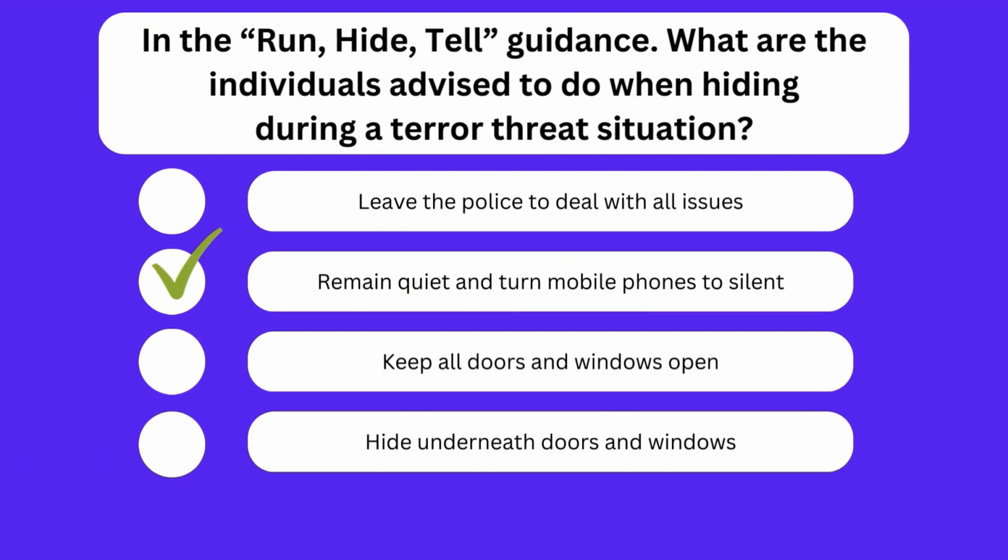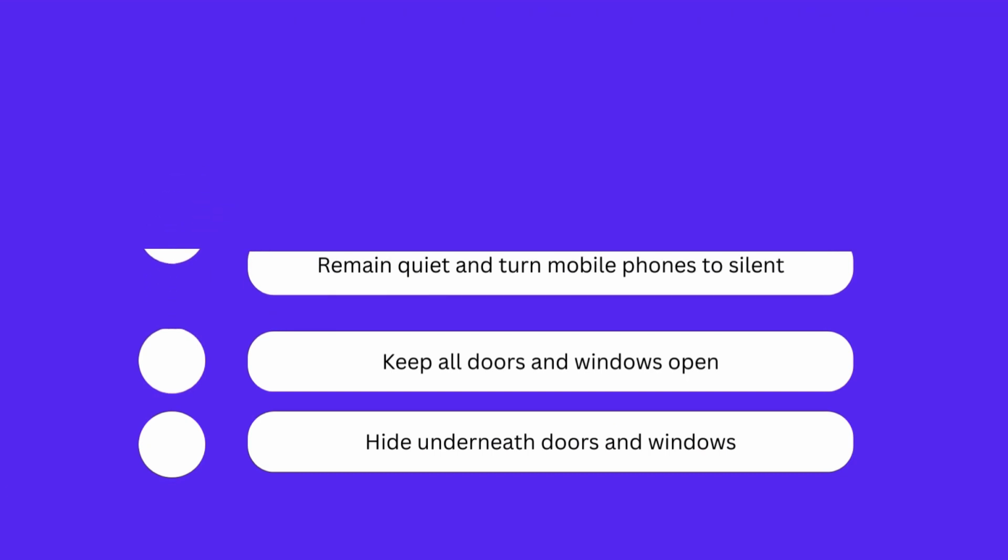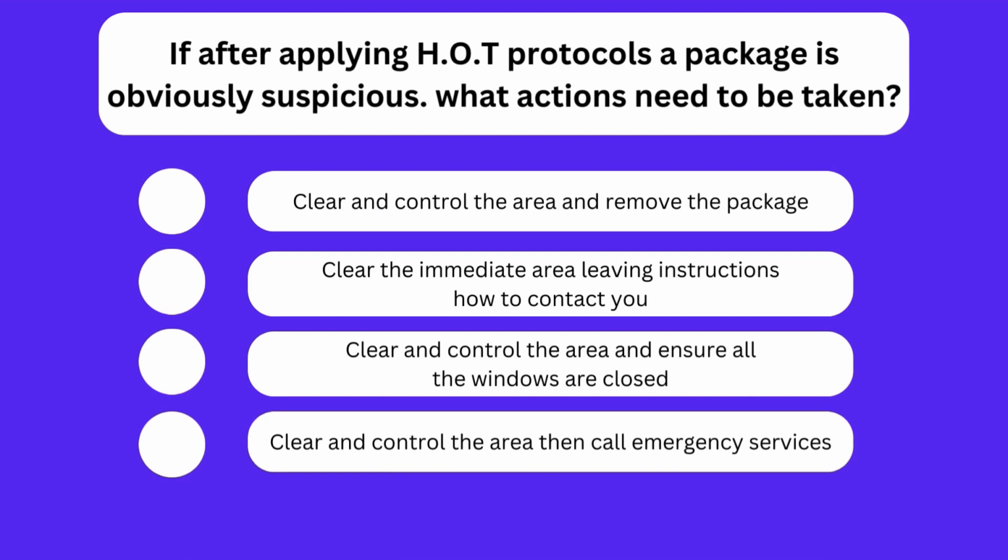So the correct option is the second one. They should remain quiet and turn their mobile phones to silent. Next question is, if after applying HOT protocol, a package is obviously suspicious, what actions need to be taken? So the correct option is the last one. You should clear and control the area and then call emergency services.